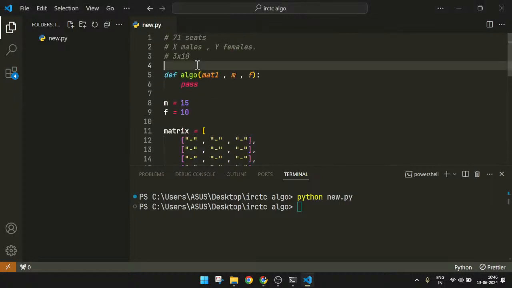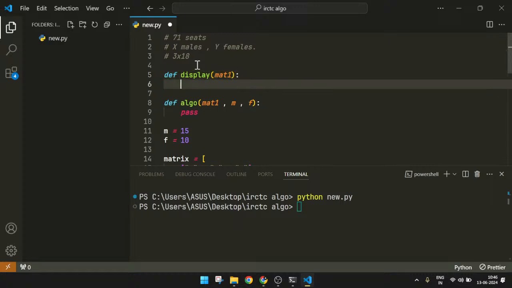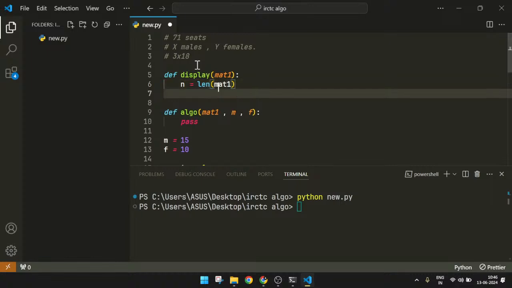So I'll have a function to display, which will take the matrix. Also, x will be, what will be x? No, I'll use n equal to the length of this matrix.